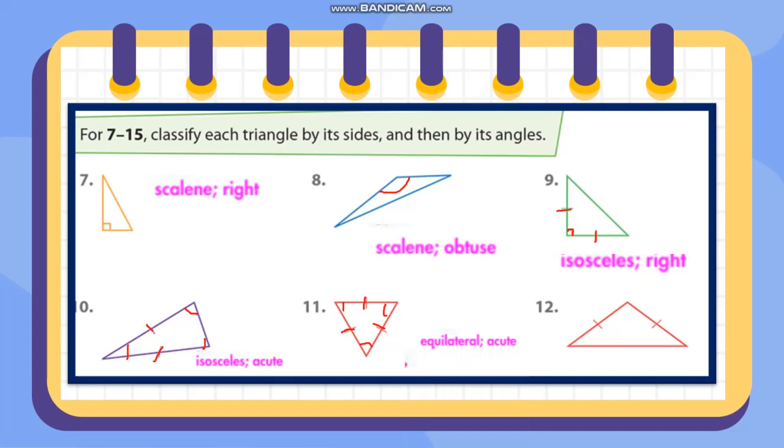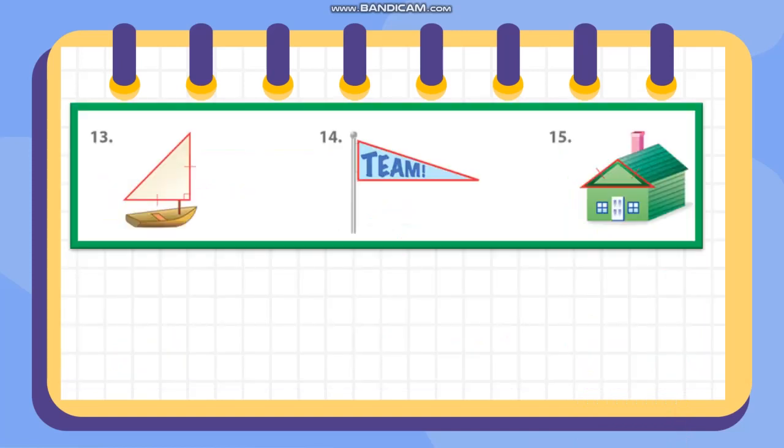And number 12, two sides are equal, so that is what we call isosceles, and there is one obtuse angle, it means the answer is isosceles obtuse triangle. Question number 13, sides are equal, this and this. It means that is isosceles triangle according to its sides. And there is one right angle, so that is right triangle. So the answer is isosceles right triangle.